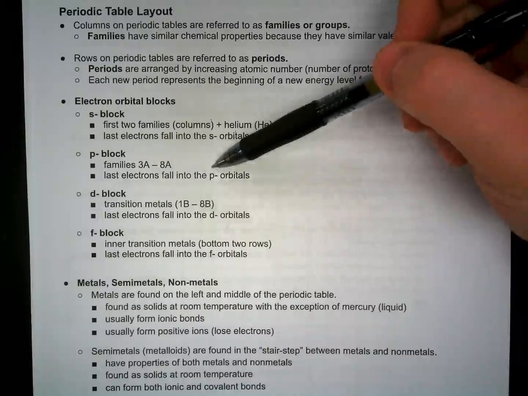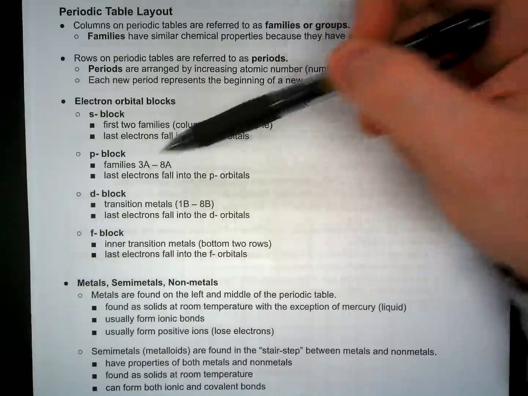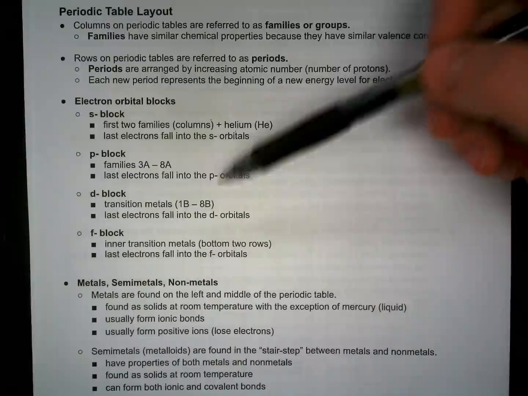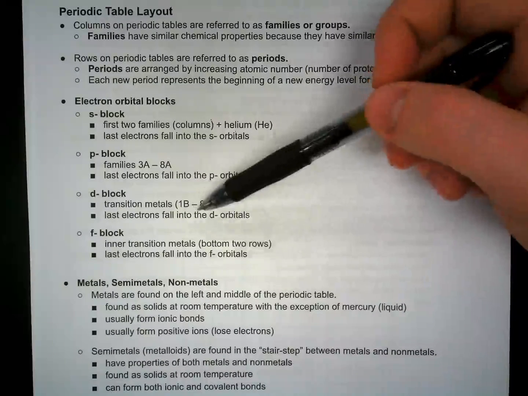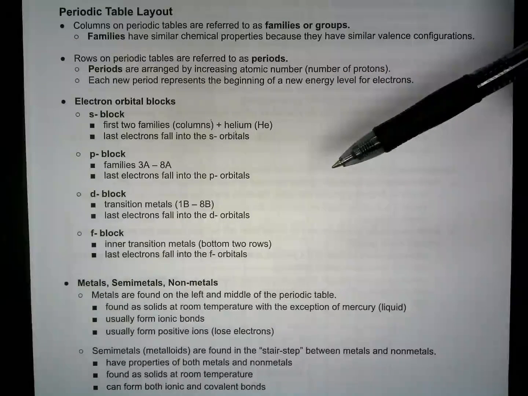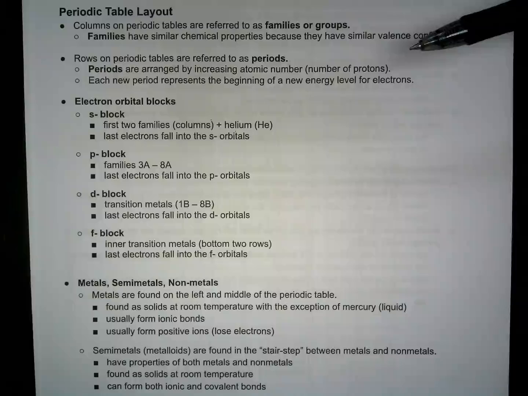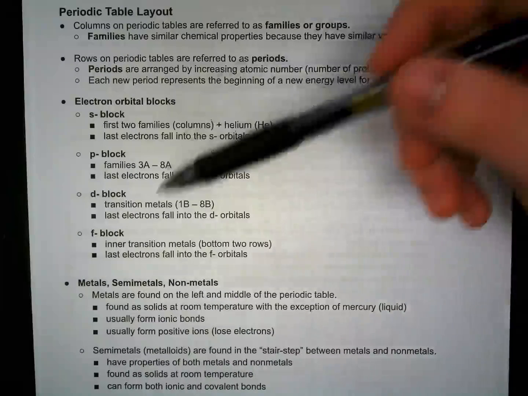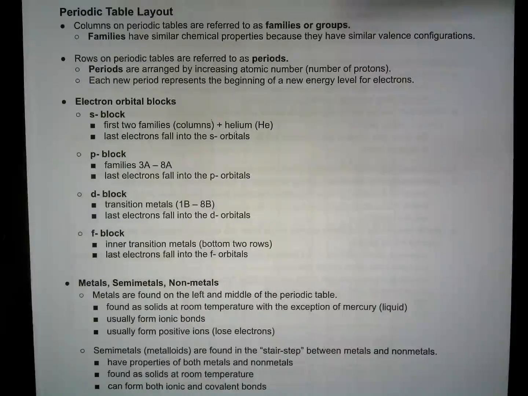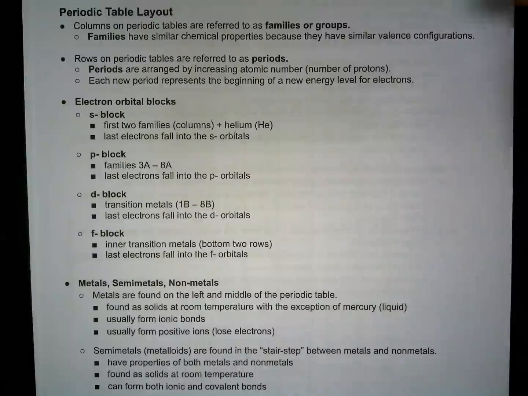The P block is families 3A through 8A. The last electron falls on the P orbital, and hopefully you're seeing the trend here. In the D block, the last electron falls on the D orbitals. In the F block, the last electrons fall on the F orbital. Notice the D block is the transition metals, while the F block is the inner transition metals, those two rows at the very bottom, and we can lay it out looking like this.